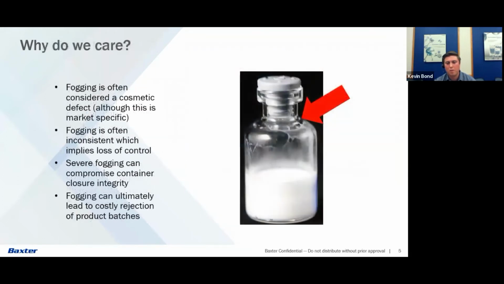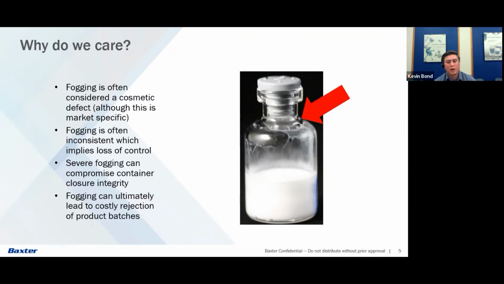So our next question is, why do we care about vial fogging? So the presence of vial fogging is often considered a cosmetic defect, but this can vary based on specific markets and client preferences. There is also the potential for product rejection during inspection if you're in a market which does not tolerate vial fogging, or if you are a client or have a client which does not consider vial fogging a defect.